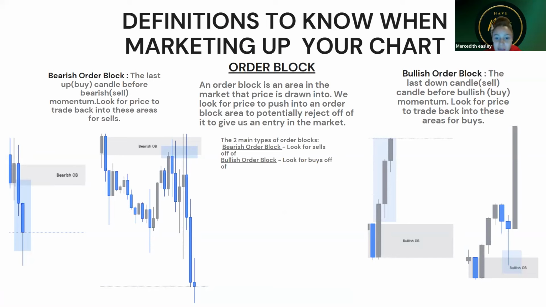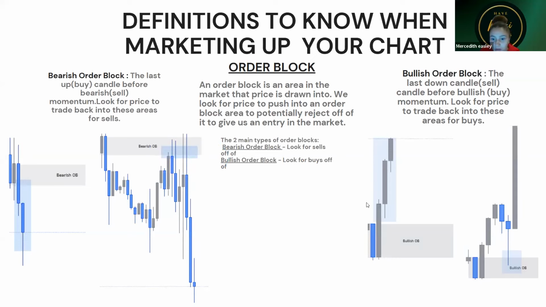But there are two main types of order blocks. You have your bearish order block, which means you're looking for sells off of, and you have your bullish order block, which you look for buys off of. Let's talk about the bearish order block. A bearish order block is the last up candle here before bearish momentum. You want to look for price to trade into a bearish order block to sell off the area. So you're looking for sells generally around this area. You want to wait for price to trade back into your bearish order block to sell.